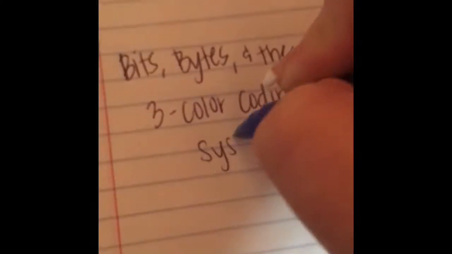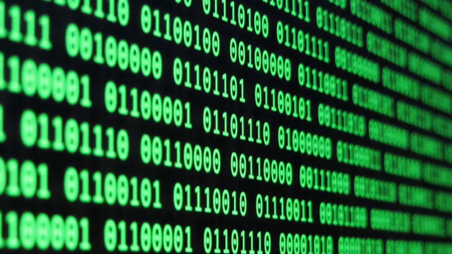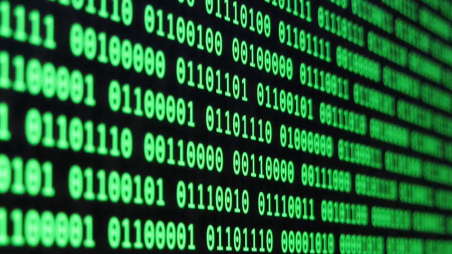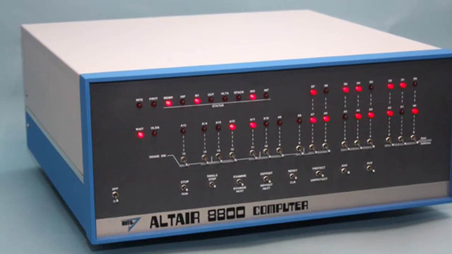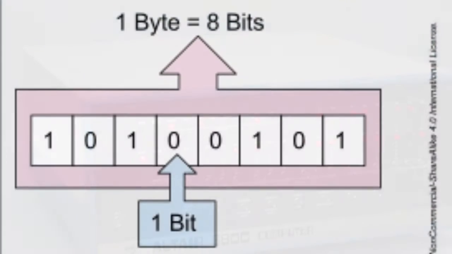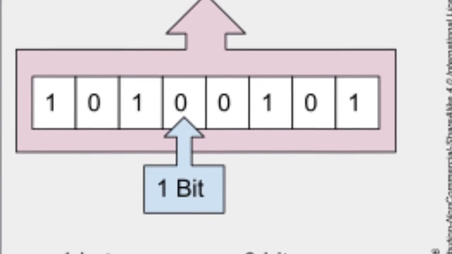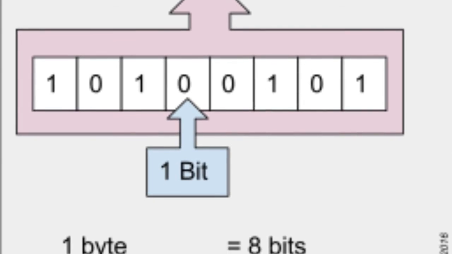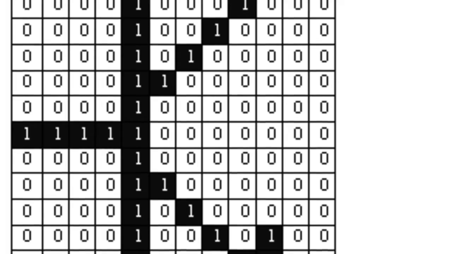displayed. Bits, bytes, and the three color coding systems. In binary code, zeros and ones are used to represent off and on. This idea comes from the original coding system of the first personal computer, the Altair 8800. Each 0 and 1 is known as a bit, and their sequence is made up of 8 bits. 8 bits make up 1 byte. In bitmaps, bits and bytes are used to identify certain pixels as either black, white, or a certain color.